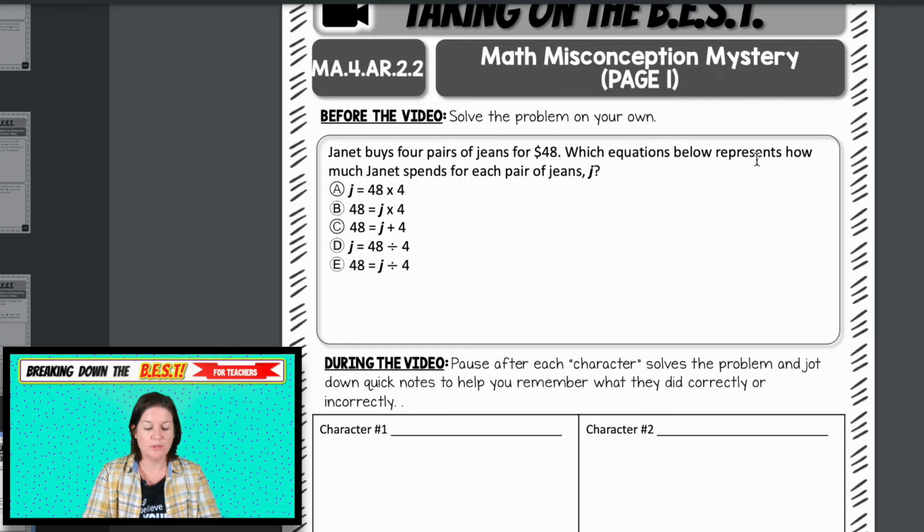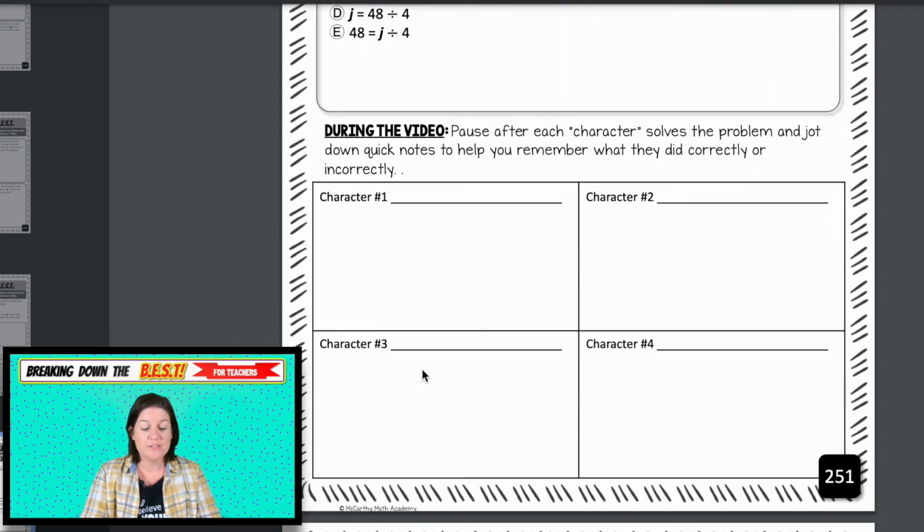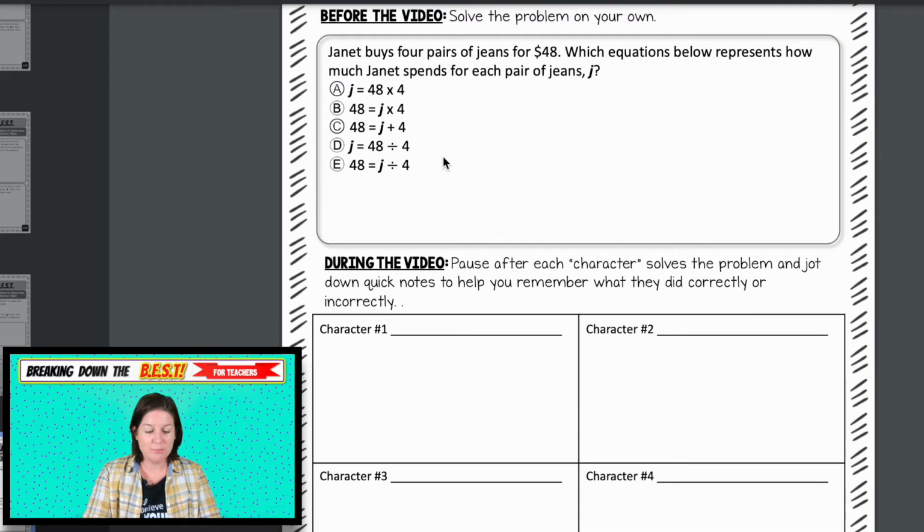Which equation below represents how much Janet spends for each pair of jeans, J? First I'll guide your students to go ahead and solve it, and then they will watch as 4 characters, which are really just me dressed up in silly costumes, solve that same problem.